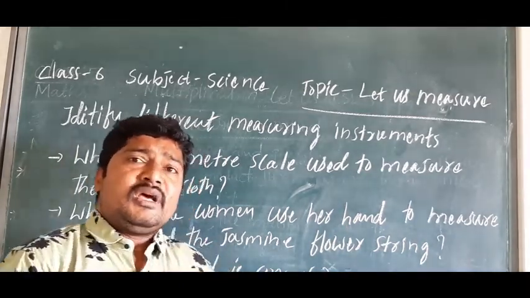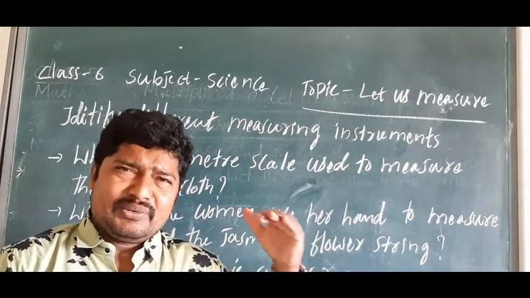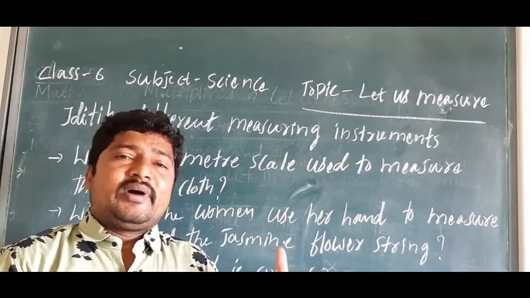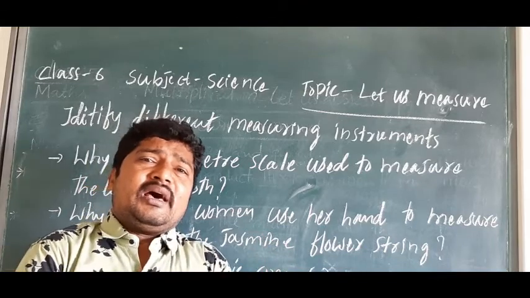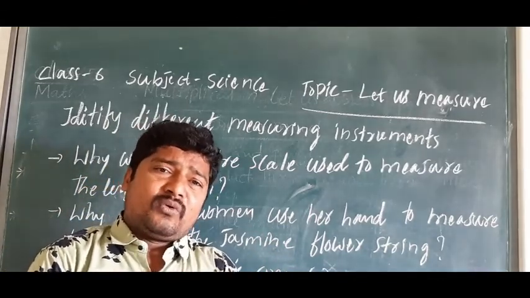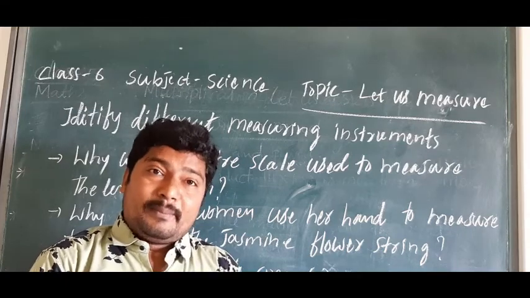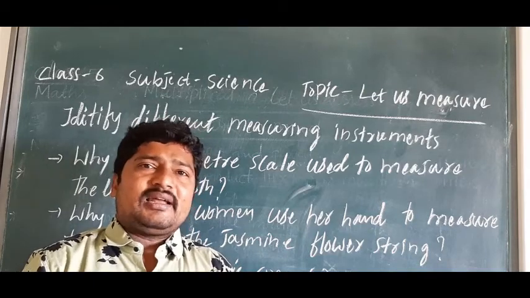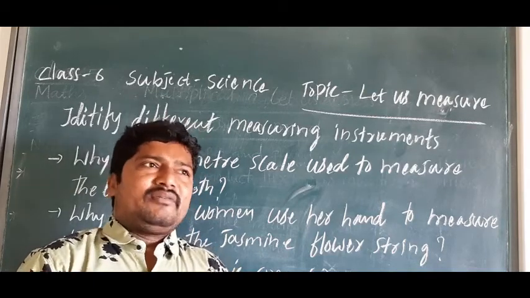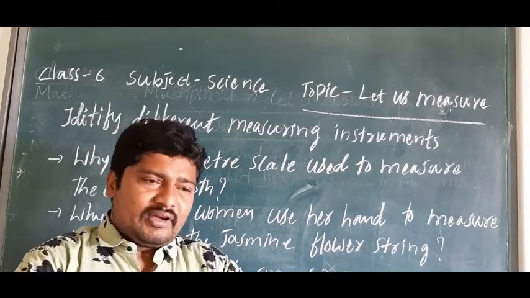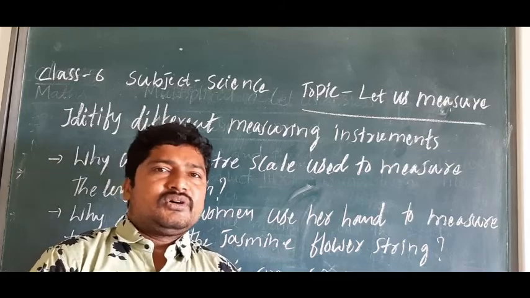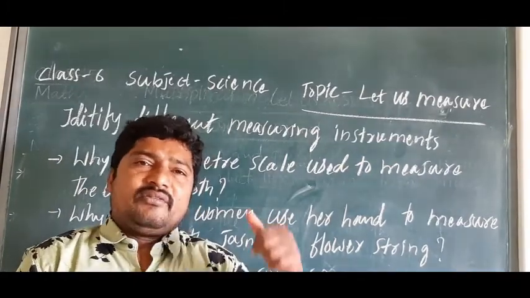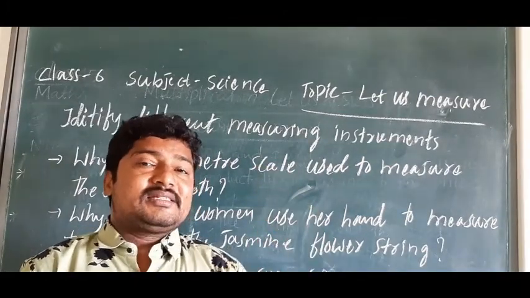Now let's see the standard units. Before we learn about that, we have to know the story of the measurements: why in olden days they used only handspan, foot or palms when they measured. What happened? We'll see in the next class. Am I clear? This is very important, and we have to observe the things. That's enough, and we have to do the task, isn't it? So our lesson is, let us measure. We have to measure and find out which method is the correct one.